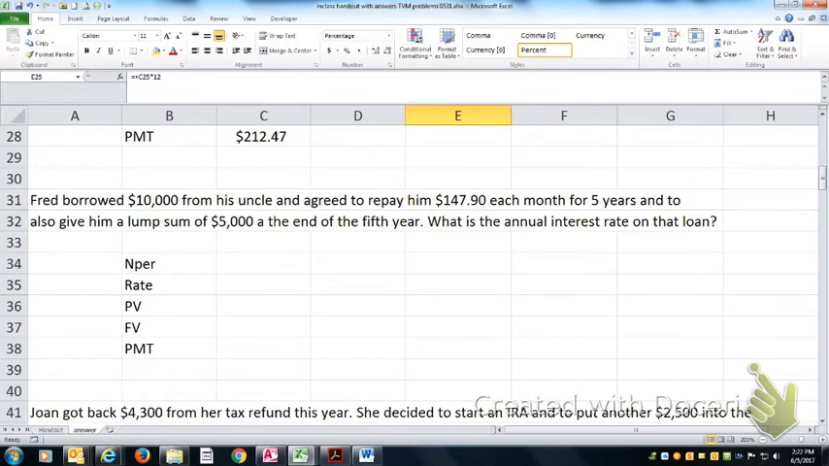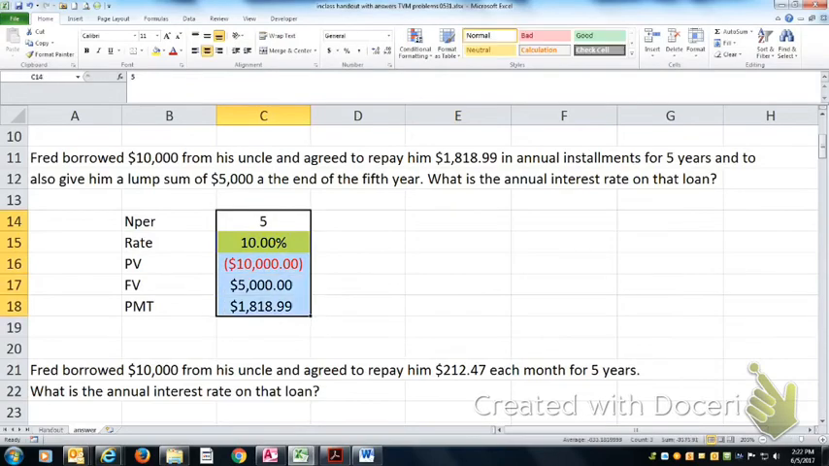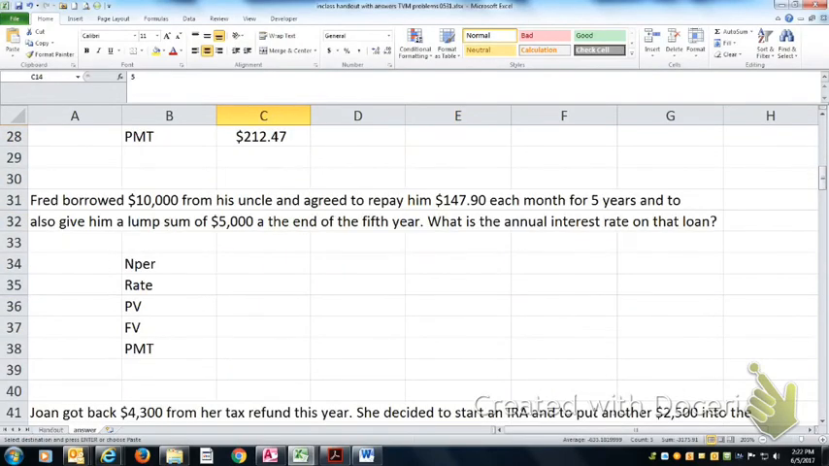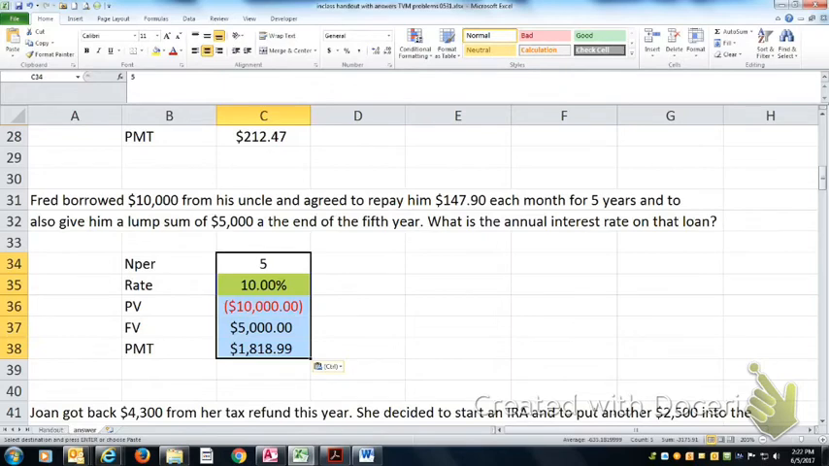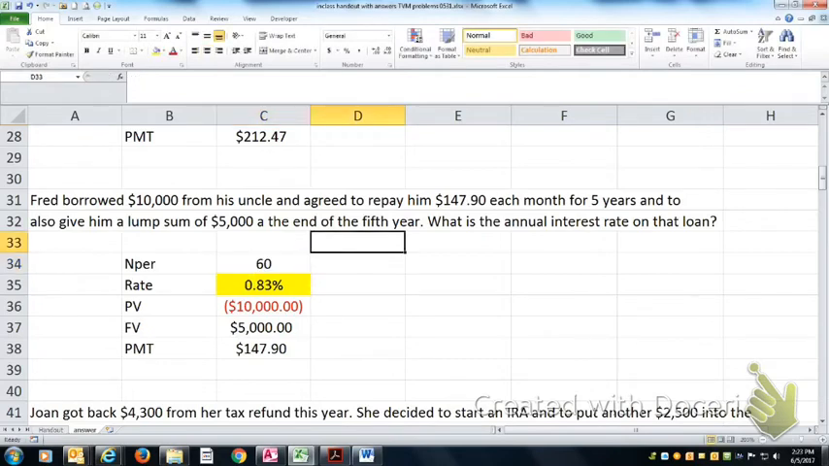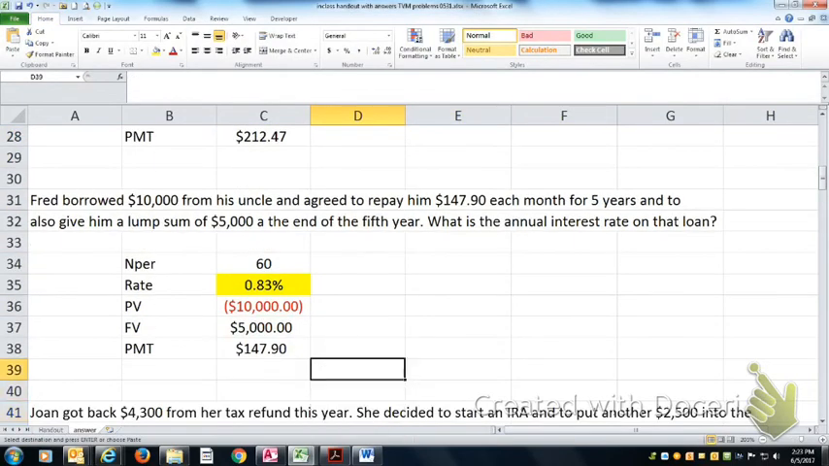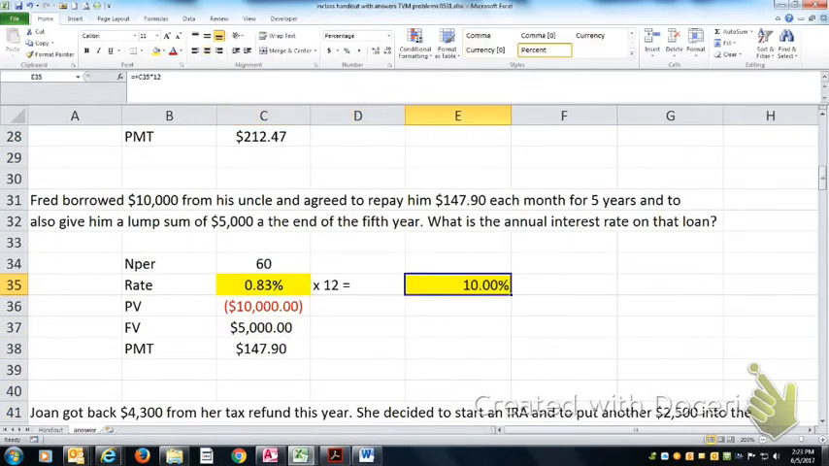If we go out and look at version 4 of this, $10,000, he's going to pay him back $147.90 and then a $5,000 lump sum at the end. Well, copy all this down. Copy this one down because it's got the lump sum in it. He's going to be making monthly payments of $147.90 for 5 years, so that'd be 60 total payments. Convert them monthly to an annual.